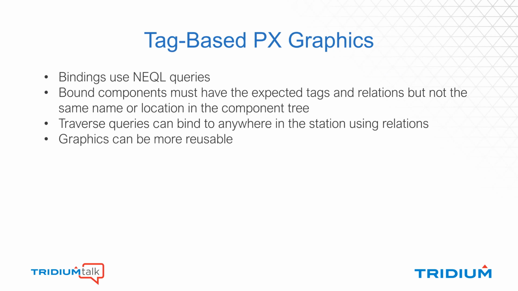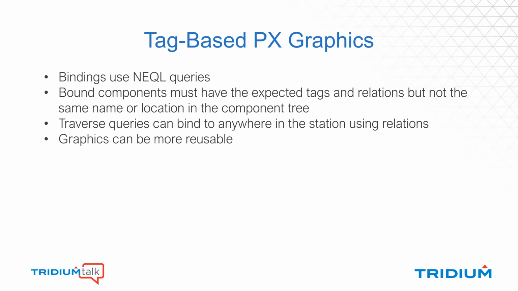So those are all the features in Niagara that we have to support tagging to make it easy to use and easy to maintain. Tag-based PX graphics is one of the features that uses all of the tag and relation information in your station. Tag-based PX graphics were introduced in 4.9. They use bindings based on NiCO queries.